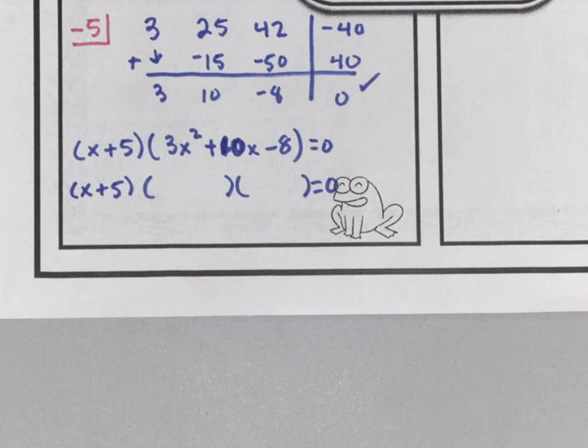2 times 12, maybe 3 times 4, 6 times 4, maybe 1 and 24. Let's see if any of these will work. I'm looking for the combination that gives me what number? 10. Middle number 10. 4 and 6, if you add them, okay. It could be 10 and 12 somehow too.